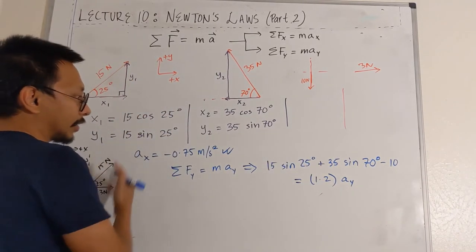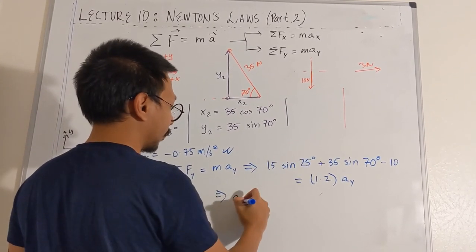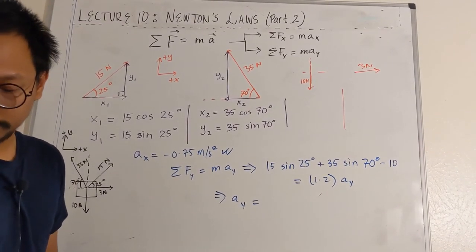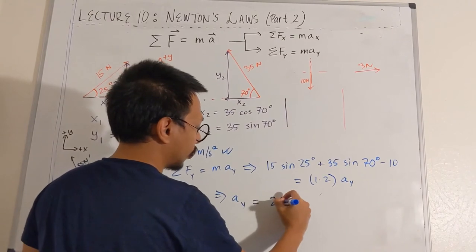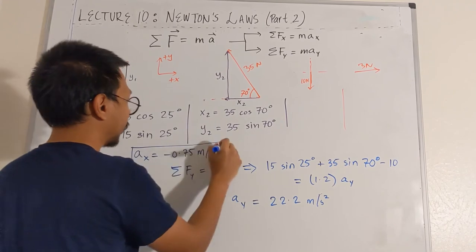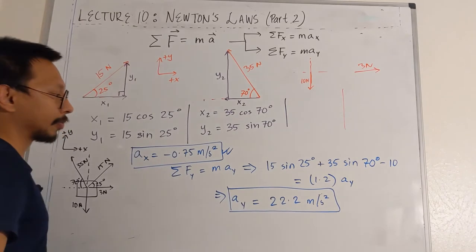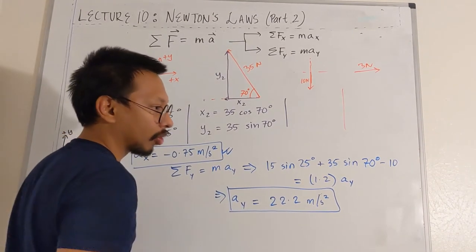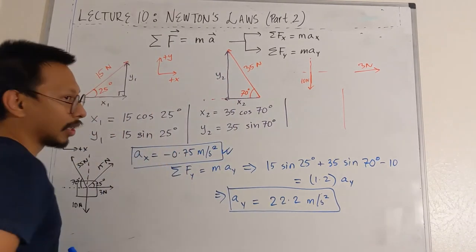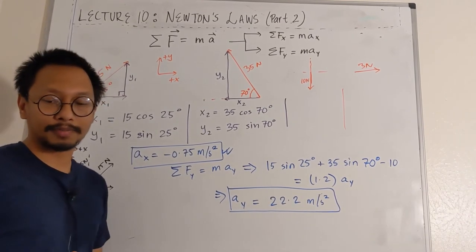Similarly, like the x case, we can find ay from here by dividing both sides by 1.2. If we do that, we find ay comes out to be 22.2 meters per second squared. So we have found ax before, and now we have found ay, and the sign here is positive, meaning the y component of the total acceleration is directed in the positive y direction, while the x component of the total acceleration is directed along the negative x direction.